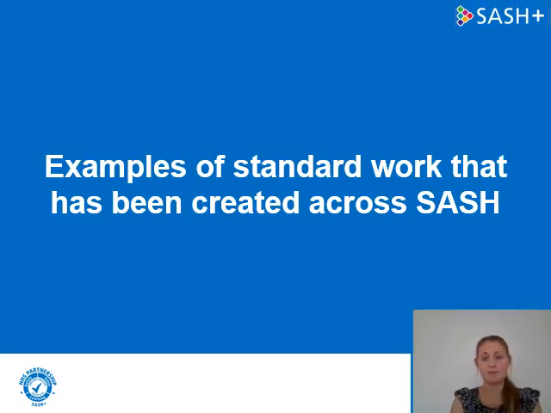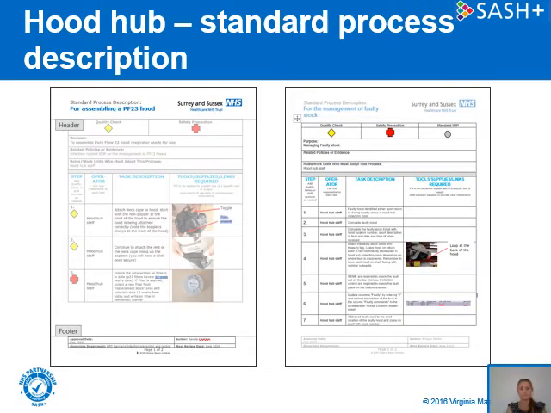So finally then, some examples of standard work that has been created across SASH. So in the Hood Hub, lots of standard work was created. This was a new process that was set up by the organisation, and every element of it has some associated standard work. So this is an example of some standard work on how to assemble the PF23 hoods. This standard work is used by staff working in the Hood Hub when they are putting together a hood for issue.